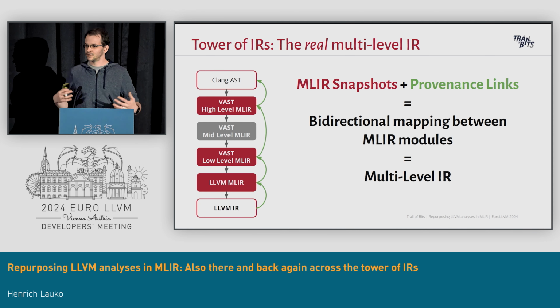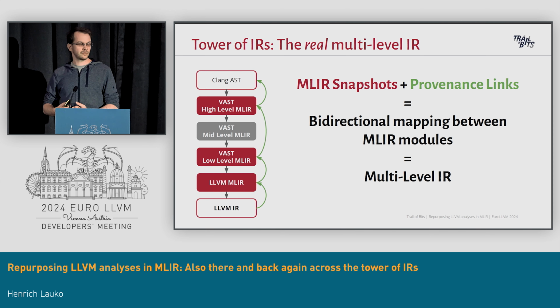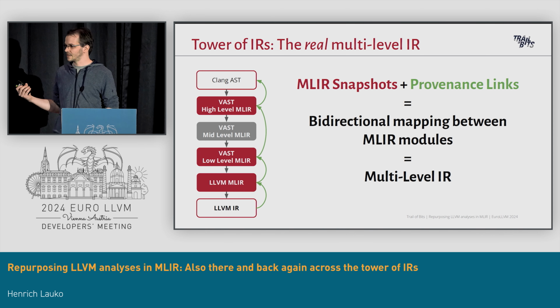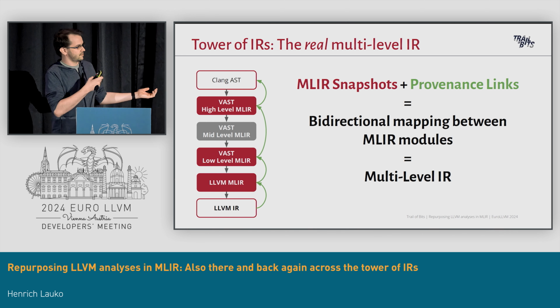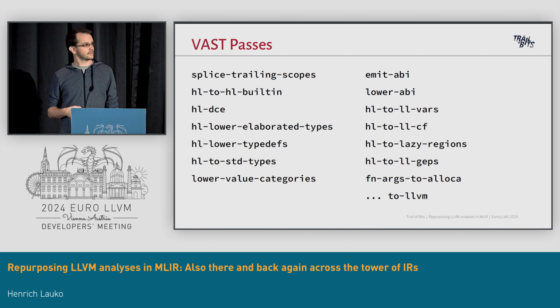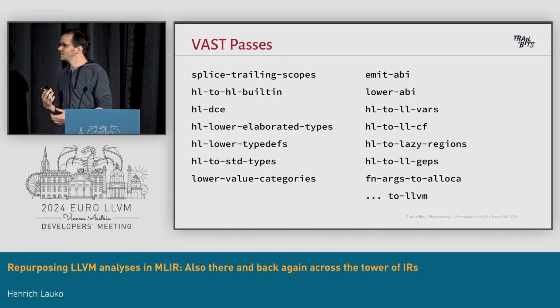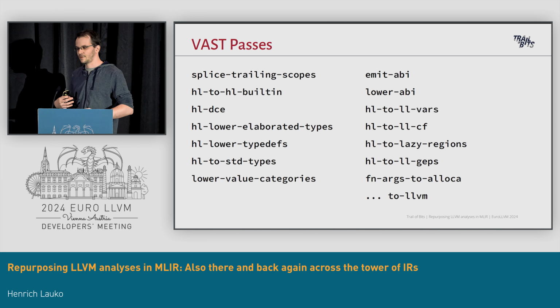We don't need to keep all the MLIR modules we encounter during the codegen, as this would be really memory consuming. We can just keep the snapshots that are interesting for our analysis, for example some high-level or low-level ones. In VAST, we don't have just three layers, but we have a lot of them. We are trying to be as fine-grained as possible.